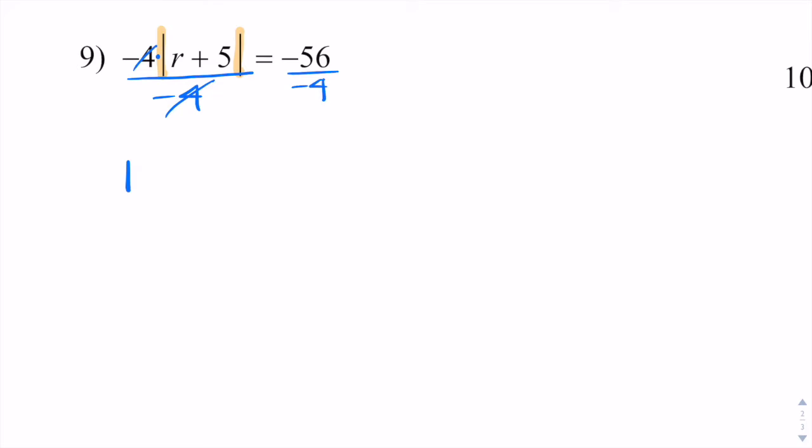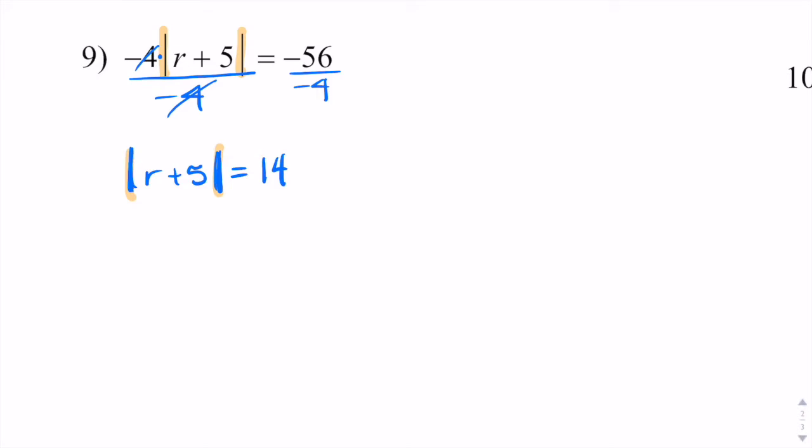And then we have the absolute value of r plus 5, and that's going to equal 56. Let's see, 56 divided by 4 is positive 14. So now from here, again, we can do what we did on the previous page. We're looking for some number that when I take the absolute value, I get 14. So that simply means I get what's inside the absolute value, the r plus 5, and equal it to either positive 14 or negative 14.